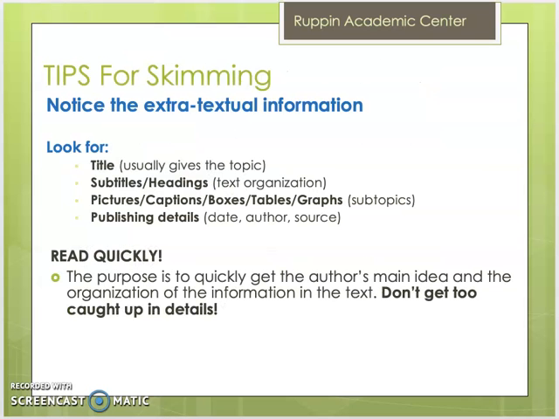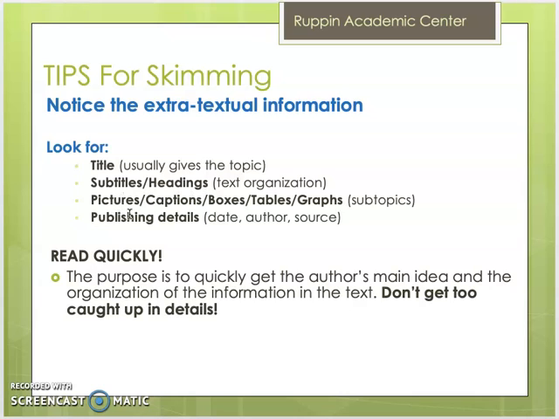So first of all, let's talk about skimming, which, remember, is looking for the gist. When you're looking at a whole text, it's good not just to pay attention to the body of the text, the paragraphs and what they say, but also to look for the extra textual information. That would be things like the title, which will usually give us the topic of the text, and also subtitles and headings, which help us see how the text is organized into different sections.